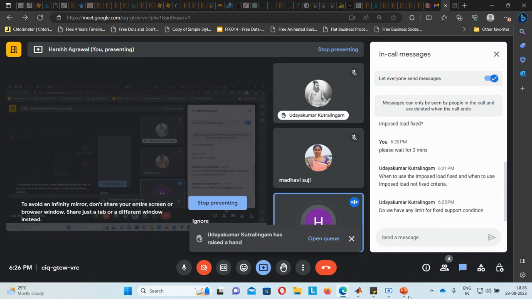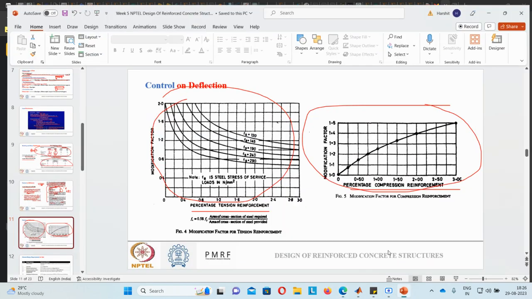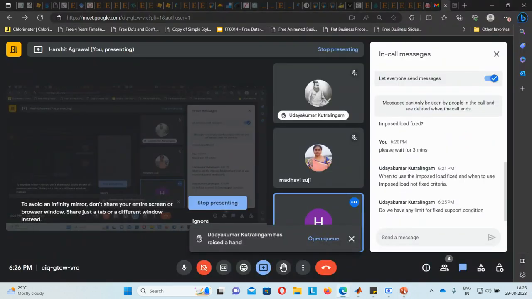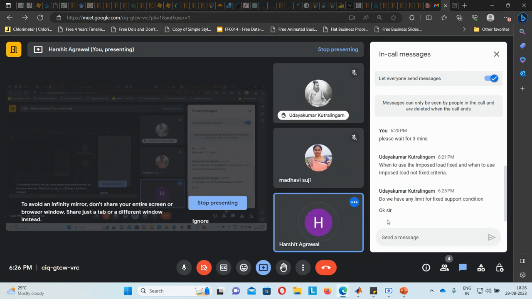Do we have any limits for fixed support conditions? When we are talking about simple support, it is the fixed support condition only, no? From both sides, fixed support will be in the form of simply supported condition only. I am not able to get your query. Is it clear? Okay.